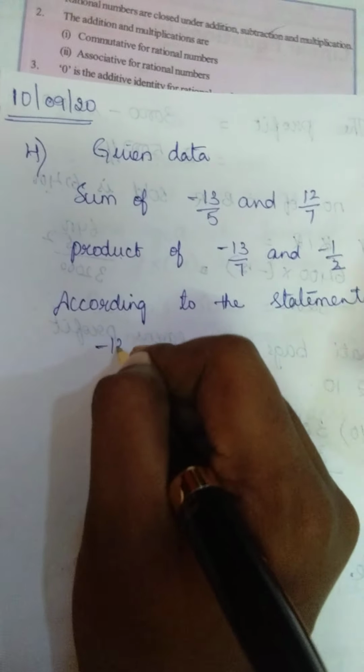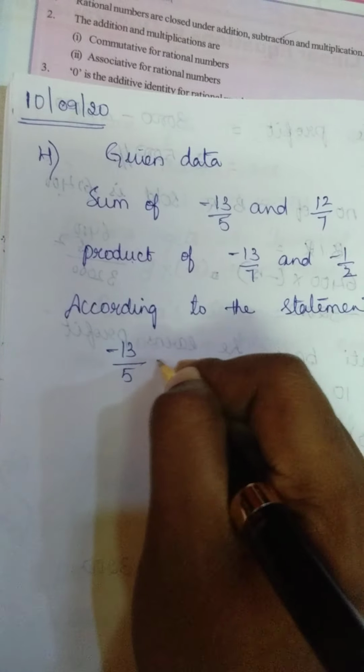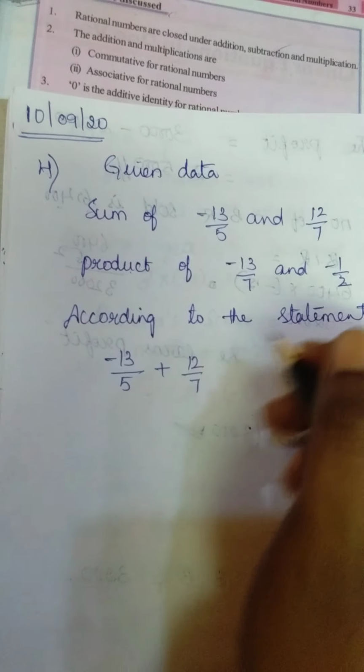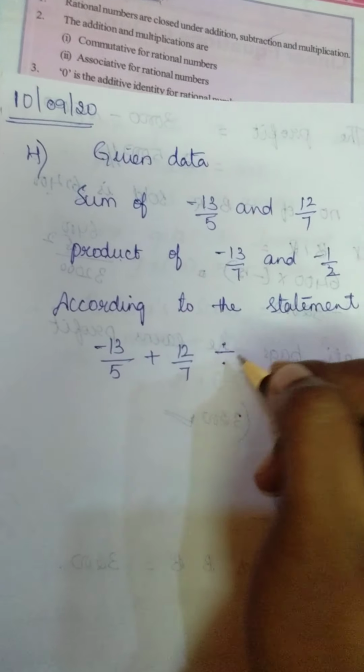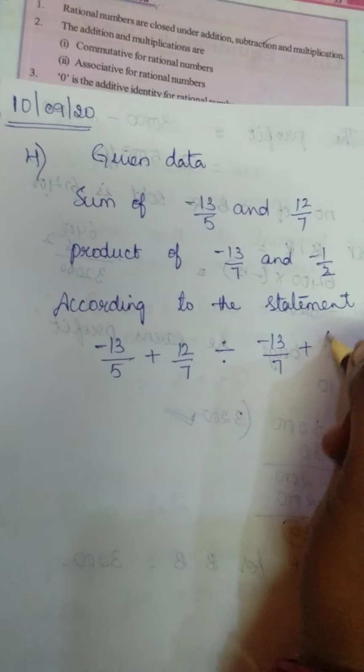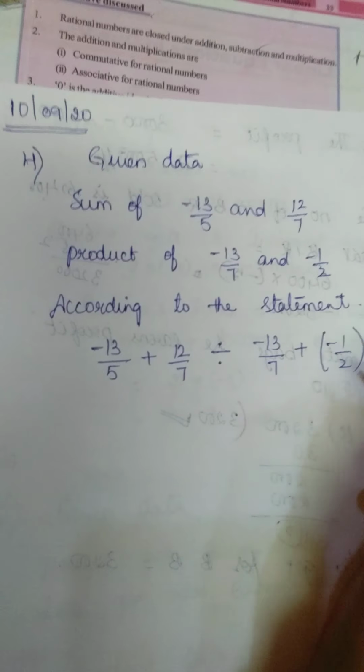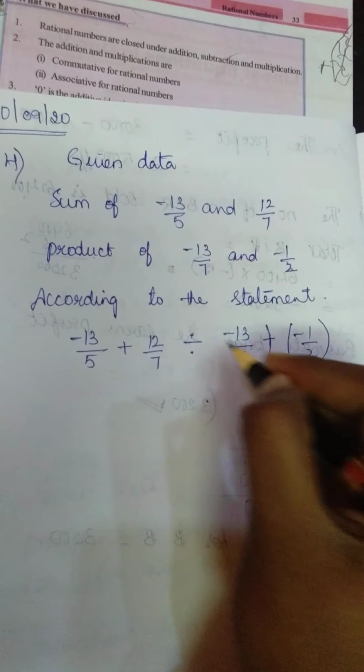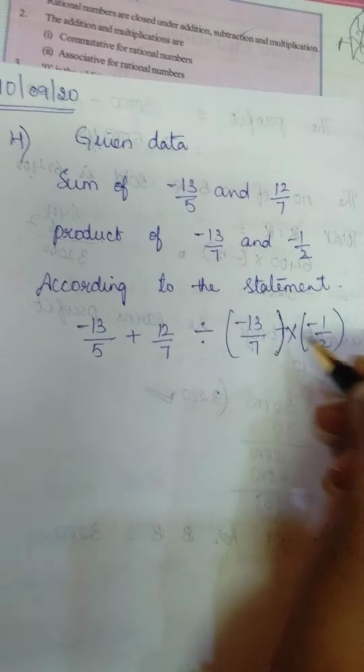So minus 13 by 5 plus 12 by 7, divided by minus 13 by 7 of minus 1 by 2. Sorry, this is your product, right? So you have to multiply.